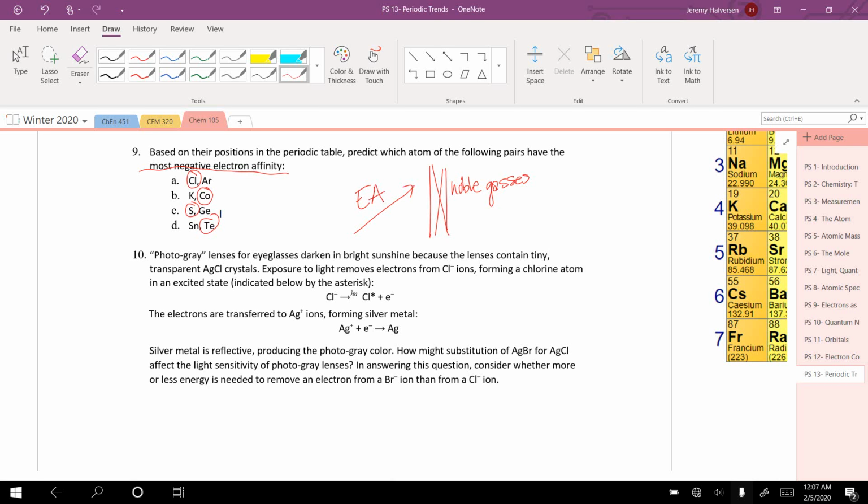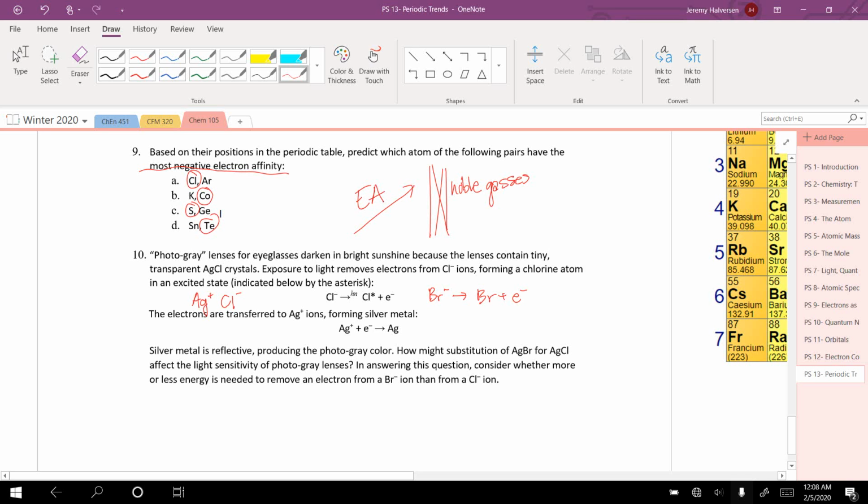In answering this question, consider whether more or less energy is needed to remove an electron from Br- than from Cl-. All right, so AgCl is really an Ag+ stuck to a Cl-. Light comes in, takes the electron out of the Cl-, and gives it to the Ag+, making silver metal. So what we're asking here is, what if we did this with Br-?